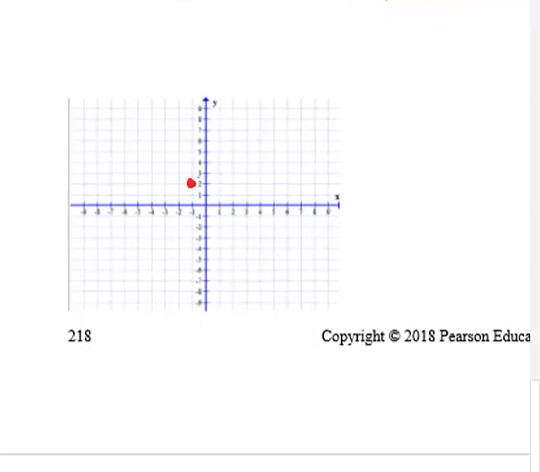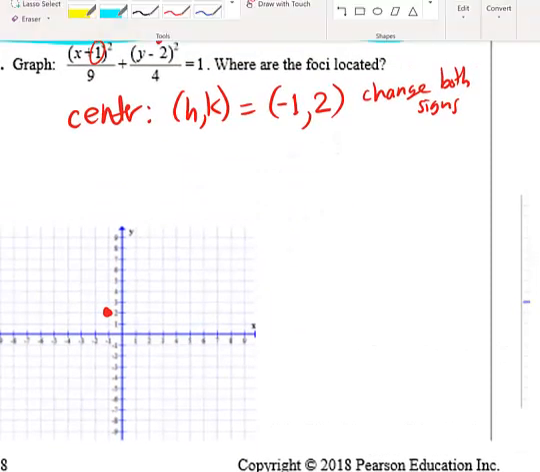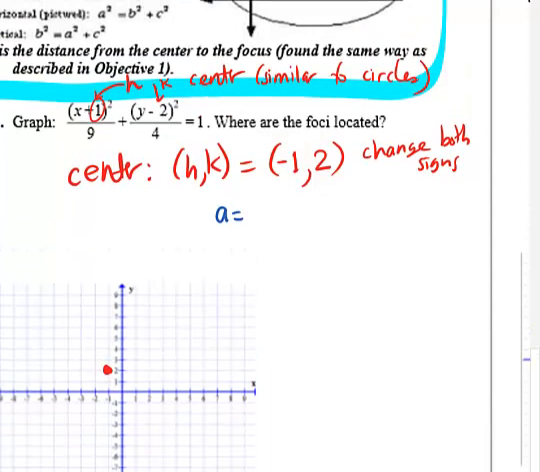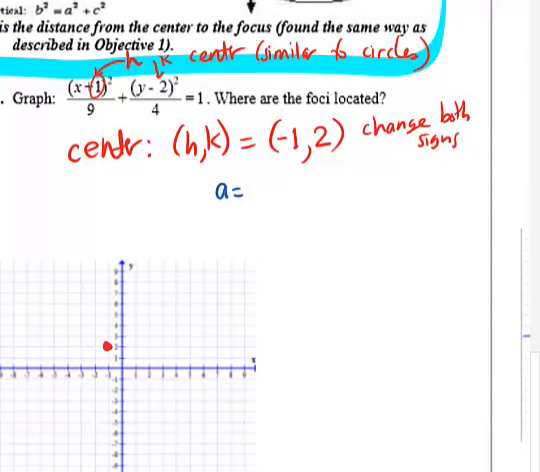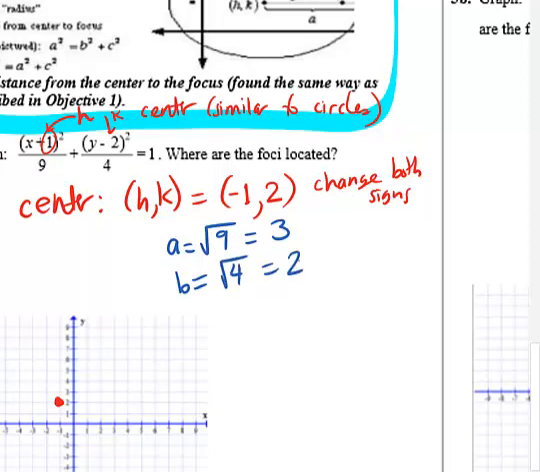So this is where it's going to be centered. It's not centered at the origin. But otherwise, I'm going to find the same things, the values of a and b. A is the square root of the value below x, so 9. Square root of 9, which is 3. B is the square root of the value below y, which is 2.